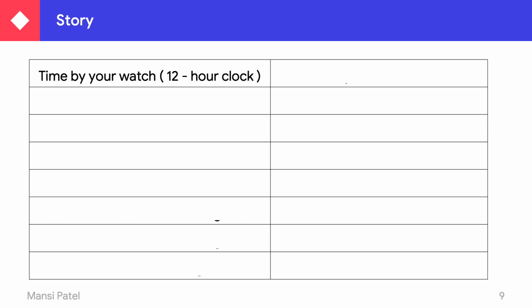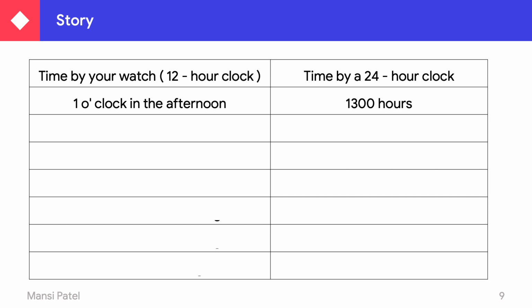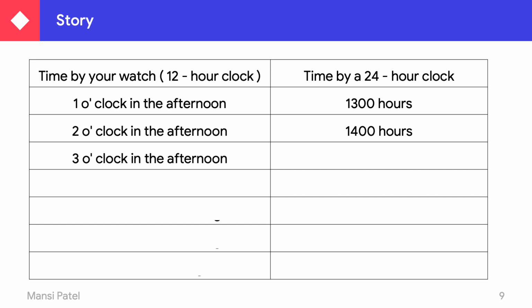Now let us see the time on your watch, which uses a 12 hours clock, and the time on a clock which follows the 24 hours clock. If there is 1 o'clock in the afternoon, then what is the time in the 24 hours clock? It's 13:00 hours. If there is 2 o'clock in the afternoon, then they write 14:00 hours. If there is 3 o'clock in the afternoon, then they write 15:00 hours. Now, the first two digits indicate hours and the last two digits indicate minutes.